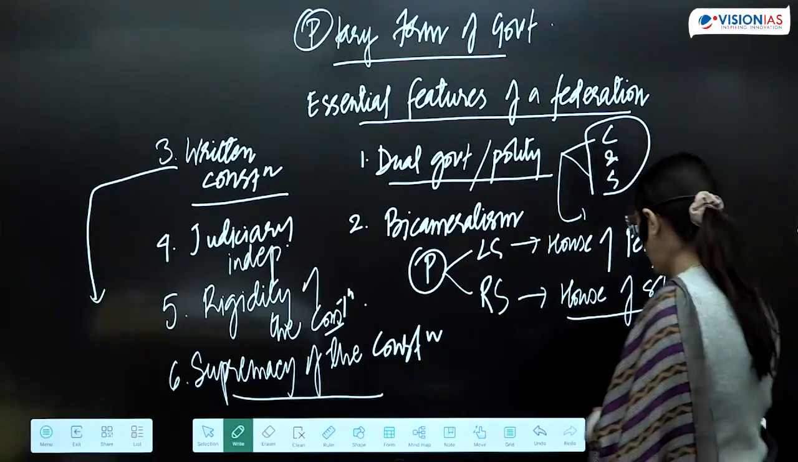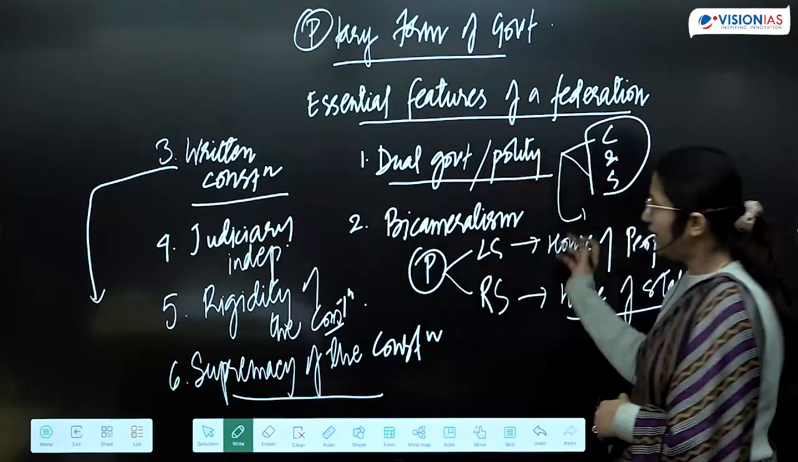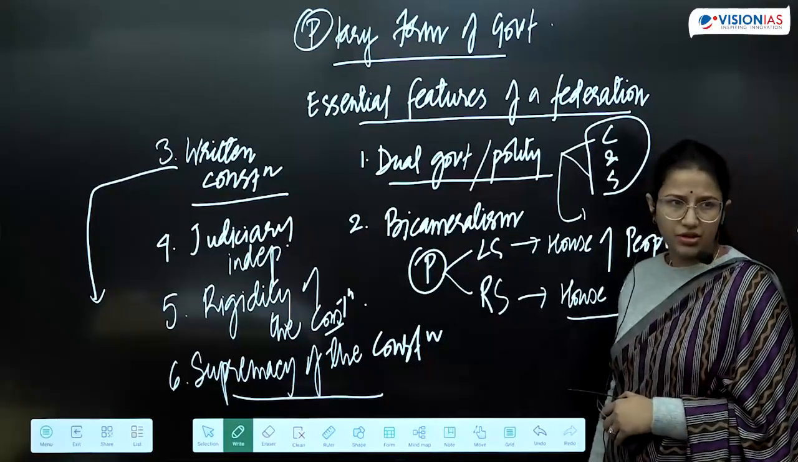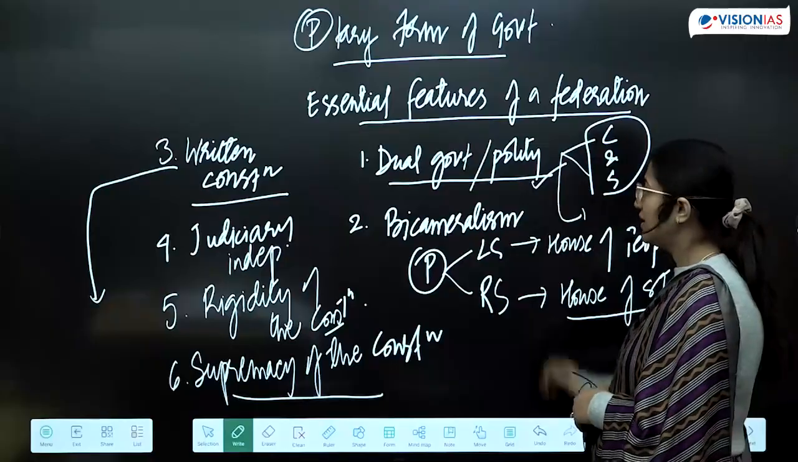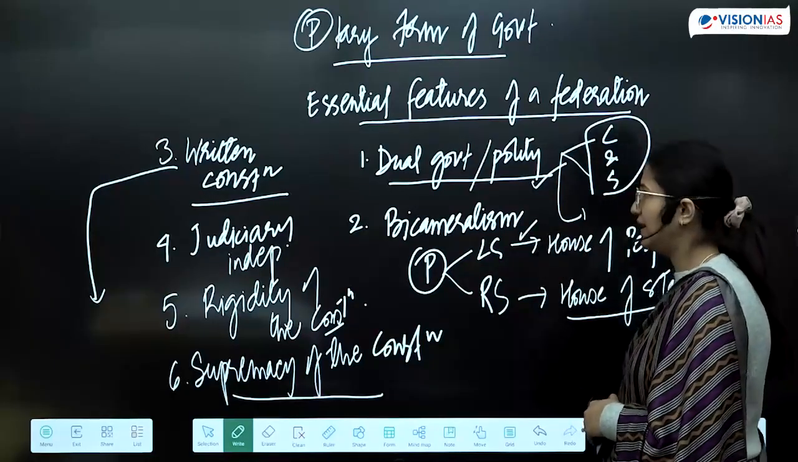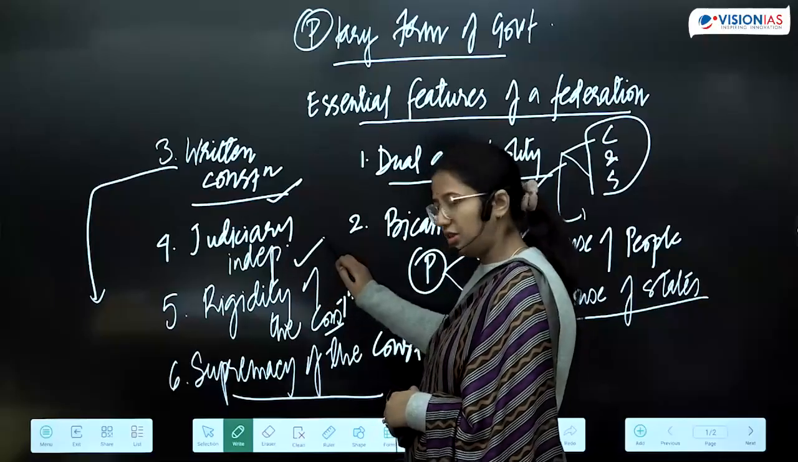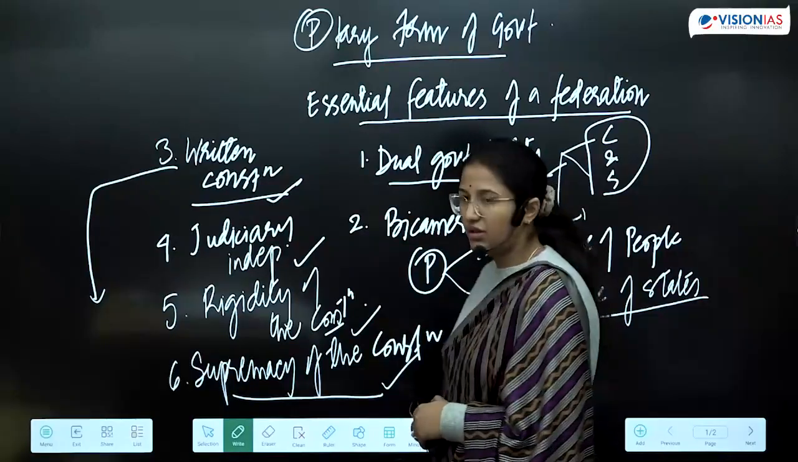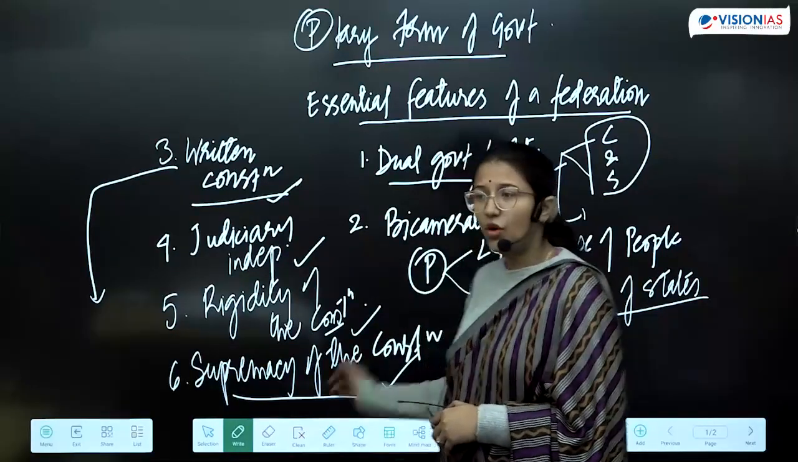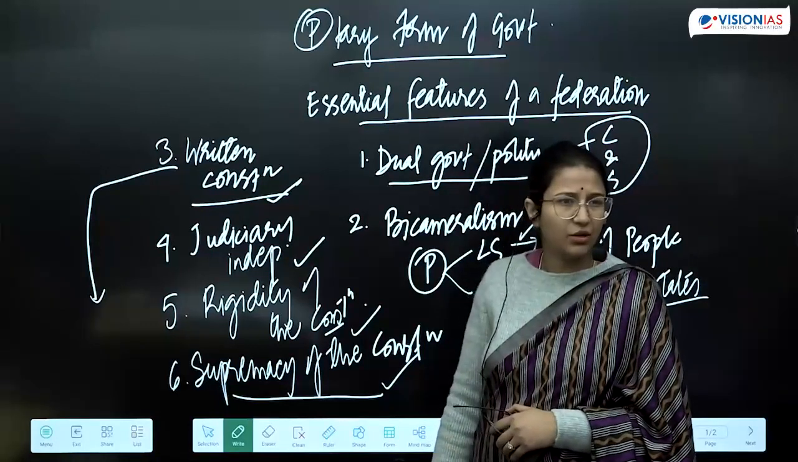Fine. Now tell me one thing, does India fulfill all these essential features of a federation? Yes. Do we have dual polity? Yes. Do we have bicameralism? Yes. Do we have a written constitution? Yes. Independent judiciary? Yes. Rigidity of the constitution? Yes. Supremacy of the constitution? Yes.